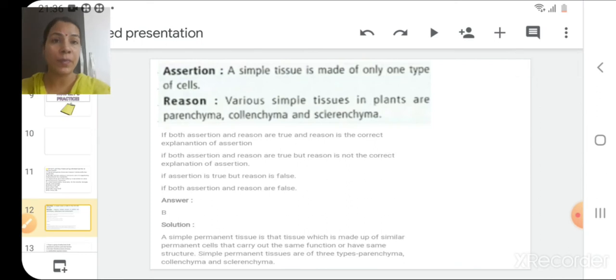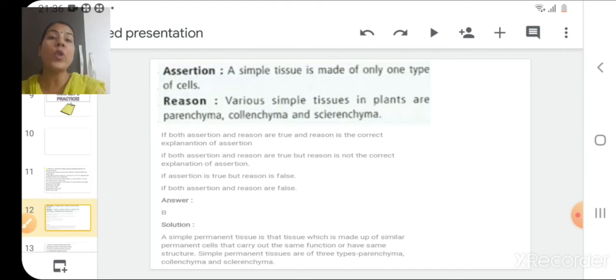Now another type of question, that is assertion and reason type of question. In this you will get one assertion and another reason, and then you will have to correlate these assertion and reason and justify your answer. Let us practice this question also. The assertion says a simple tissue is made of only one type of cell. And the reason for this statement is various simple tissues in plants are parenchyma, collenchyma and sclerenchyma.